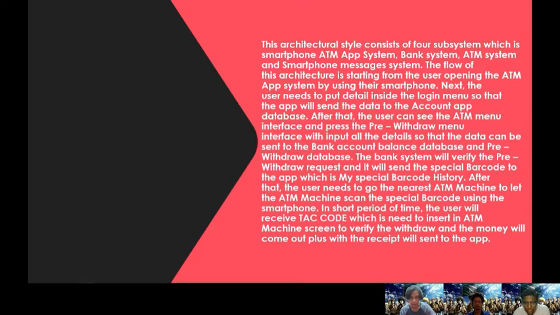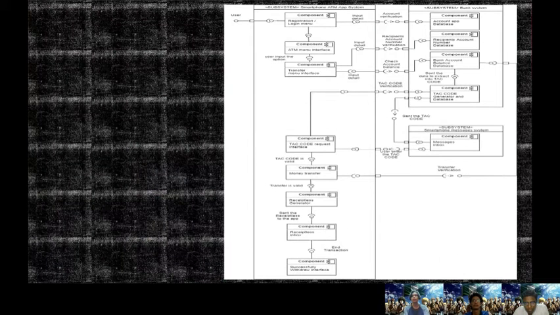In a short period of time, the user will receive the TAC code in their message inbox, which is needed to key in on the ATM machine screen to verify the withdrawal, and the money will come out, plus the receipt will be sent to the app. So next slide. This is our component diagram for the transfer transaction.